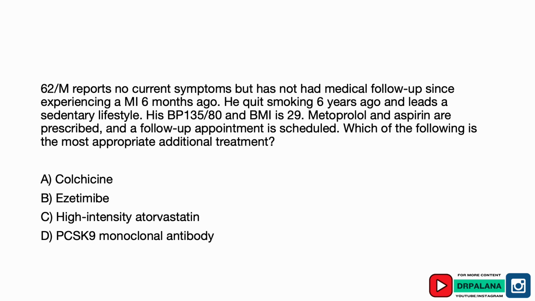He quit smoking 6 years ago and leads a sedentary lifestyle. His blood pressure is 135/80, with a BMI of 29. Metoprolol and aspirin are prescribed and a follow-up appointment is scheduled. Which of the following is the most appropriate additional treatment? Colchicine, ezetimibe, high-intensity atorvastatin, or PCSK9 monoclonal antibody?